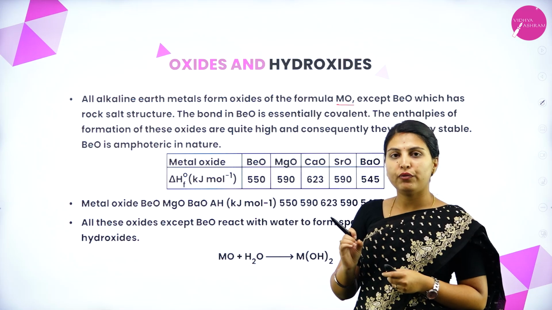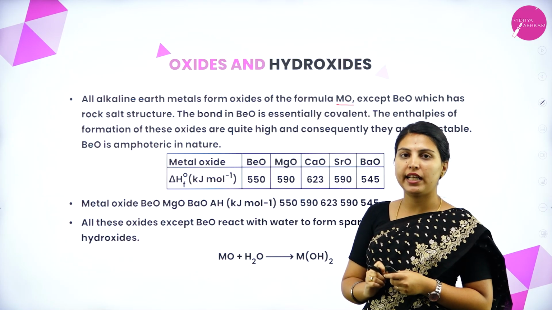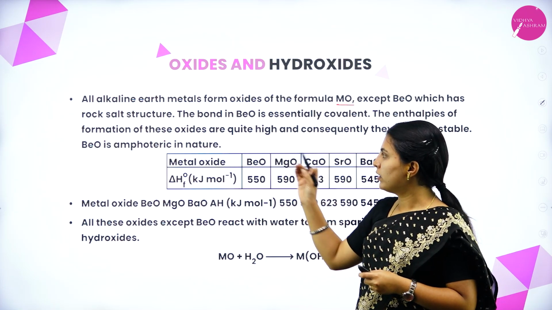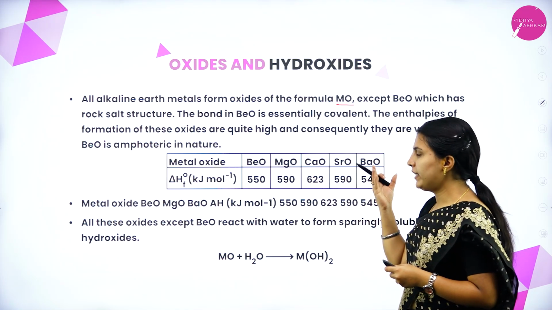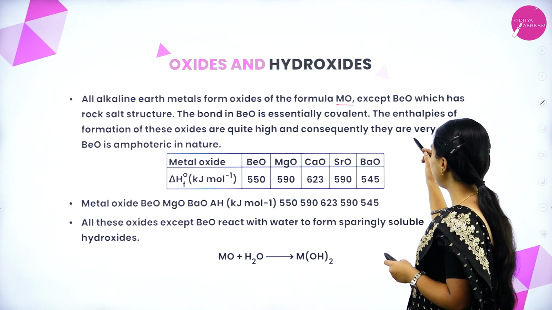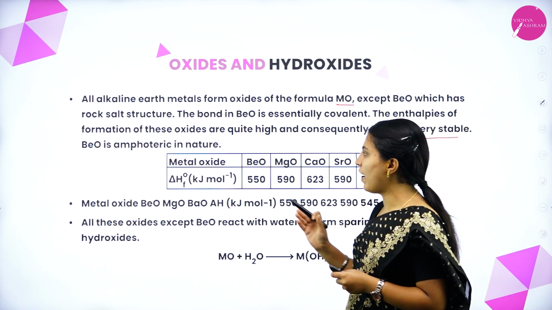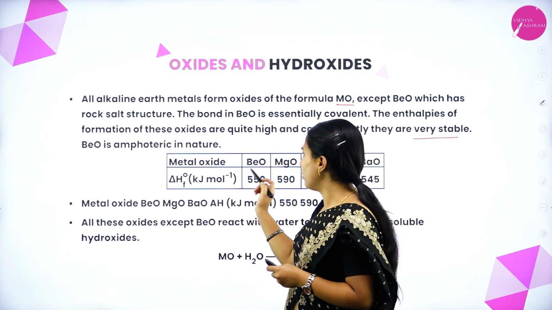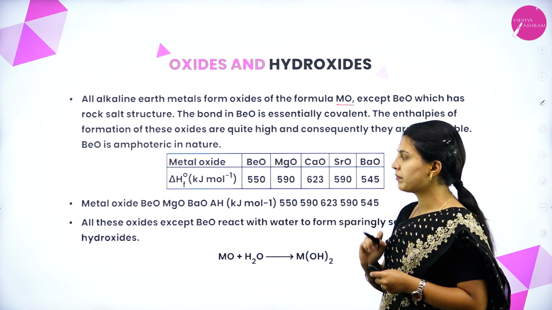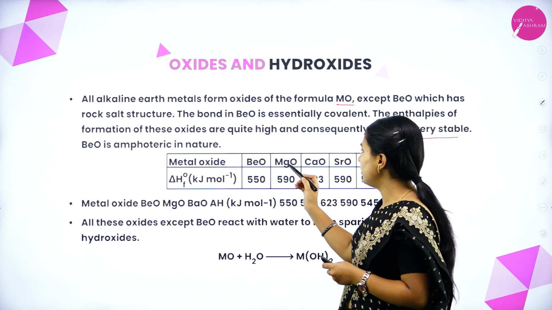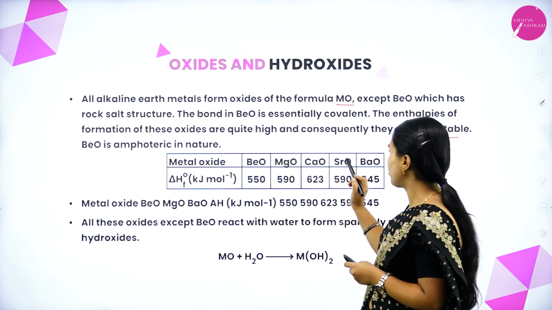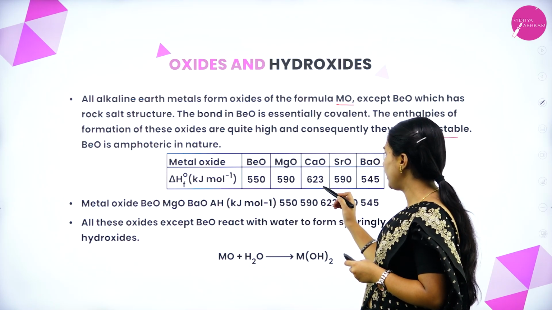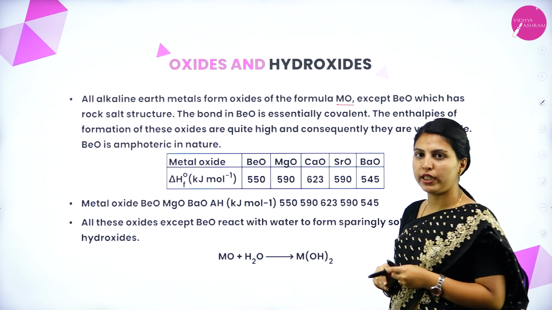Beryllium oxide is covalent in nature, not ionic, and the enthalpy of formation of these oxides is quite high, so it is very stable. Beryllium oxide is amphoteric in nature, both acidic and basic. The enthalpy of formation for beryllium oxide is 550, for magnesium oxide 590, calcium oxide 623, strontium oxide 590 and barium oxide 545.